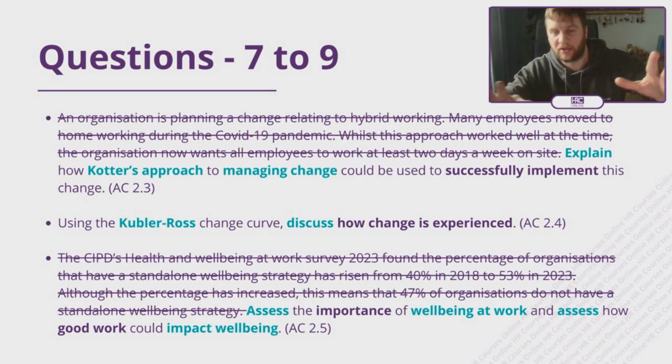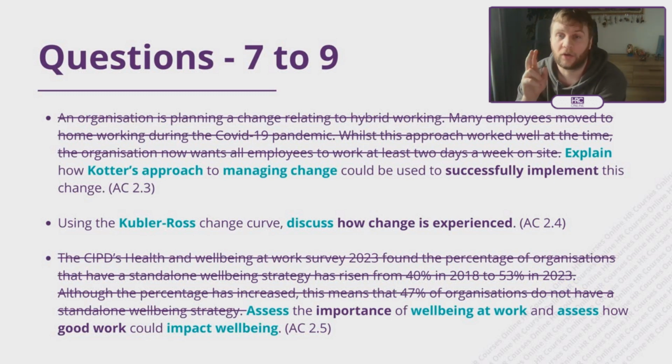So there's a lot of information, but actually when you just smash the question down into its basic approach, what you're looking for is, if we go through the 3, explain Kotter's approach and how it could be used. Explain Kubler-Ross's change curve and how it's experienced. Explain the importance of wellbeing at work and how it could impact well-being, and they've given you the survey to look at from 2023. That's how you approach 7 to 9.